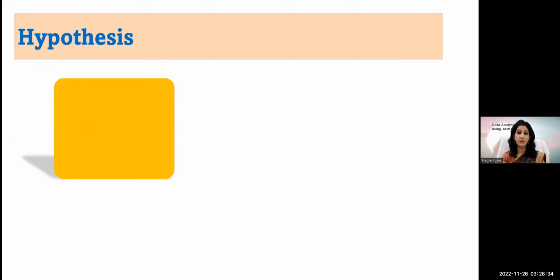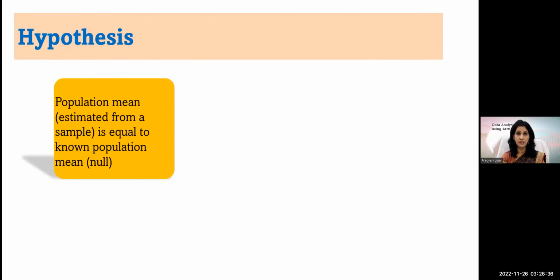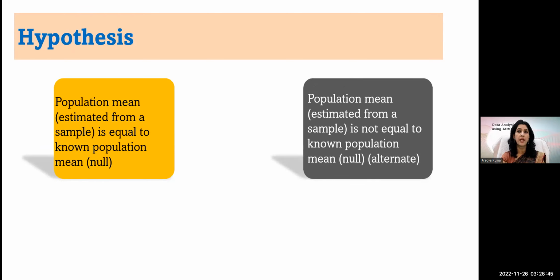So the null hypothesis of a one sample t-test is that the population mean, which we estimate from the sample, is equal to the known population mean. And the alternate hypothesis is that the population mean, which we estimate from the sample, is not equal to the known population mean.